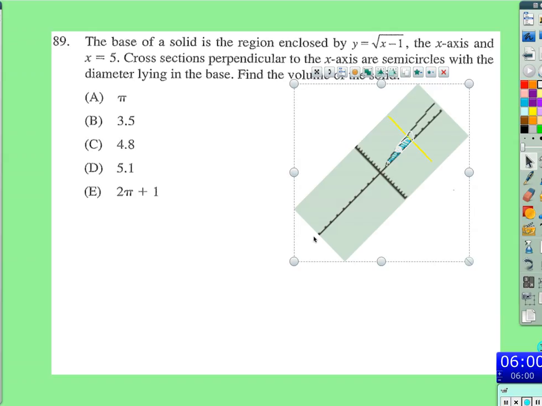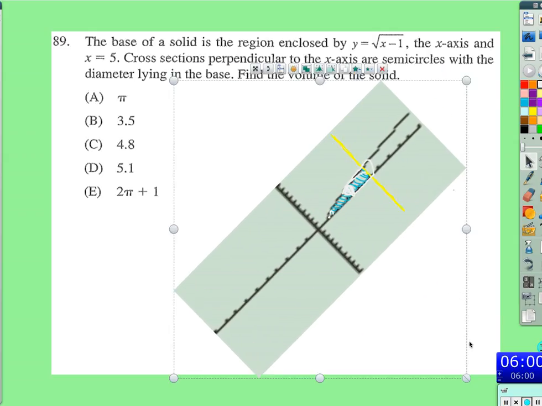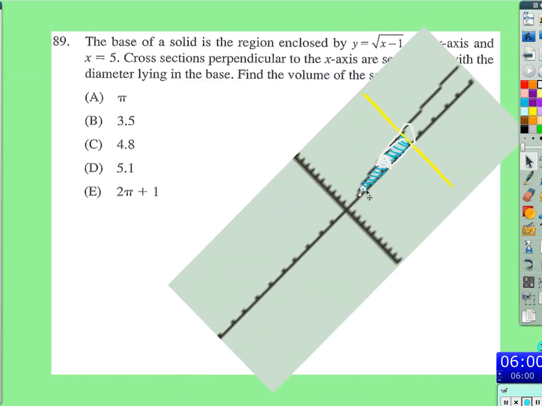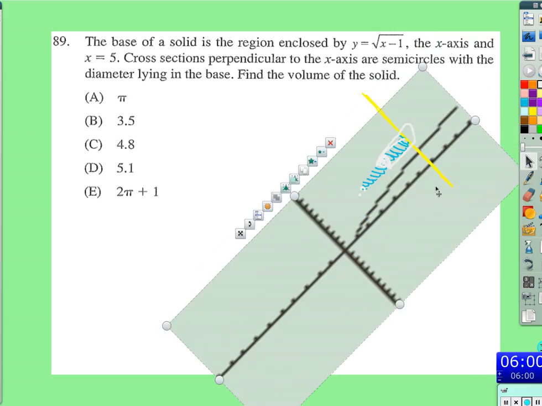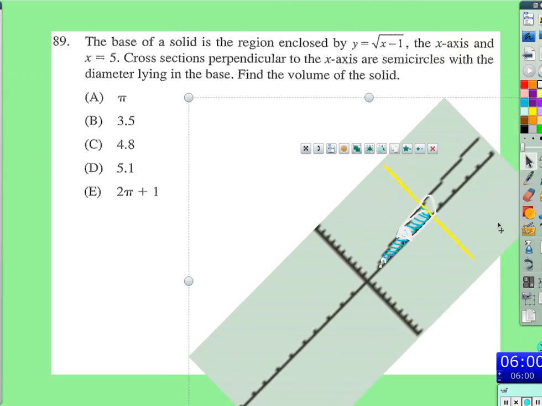Trying to draw a picture of this solid. Okay, does that make sense? Okay, so there's a semicircle. How are we going to find the area of that semicircle?